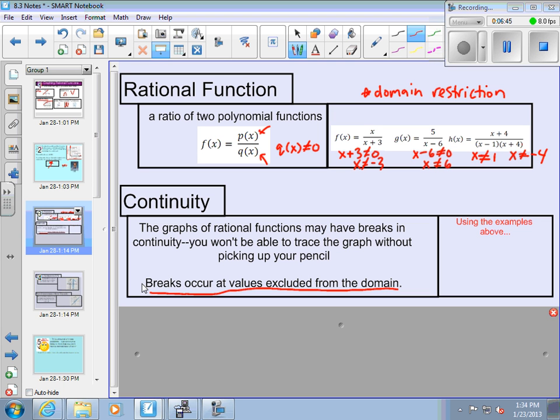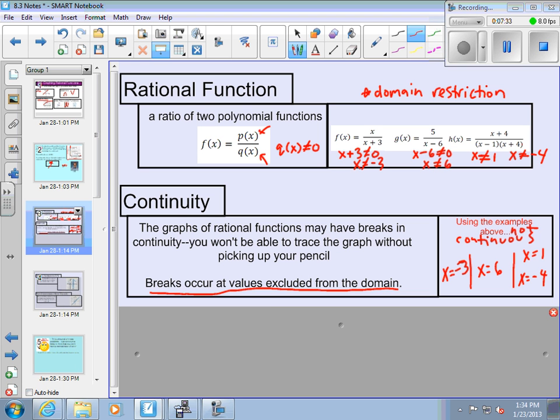So if we look at the ones we had above, these examples are not continuous at certain places. The first one would not be continuous at x equals -3. At -3, it's not continuous. We're going to have some kind of break in the graph. The g of x one is not going to be continuous at x equals 6. And same with the last one, at 1 and at -4, not continuous. So those domain restrictions tell you where the function is not going to keep going, where there's not continuity.